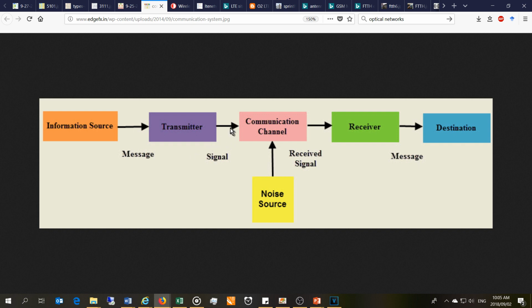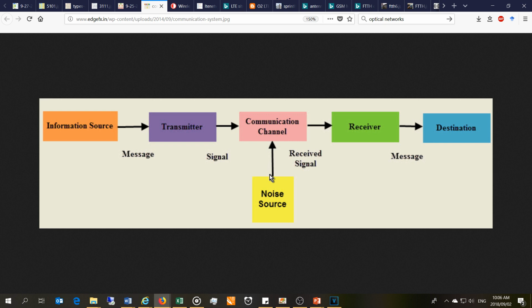Then there's a channel. Remember that we have to transmit the signal through something, be it the air, be it copper, be it optical, glass, even a waveguide. A waveguide is another method of sending waves, but usually in a dedicated channel. Now, we also have the noise source. What is a noise source?